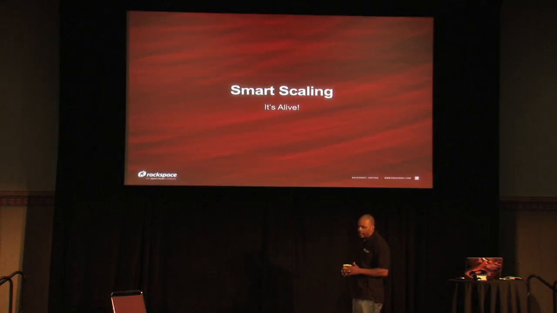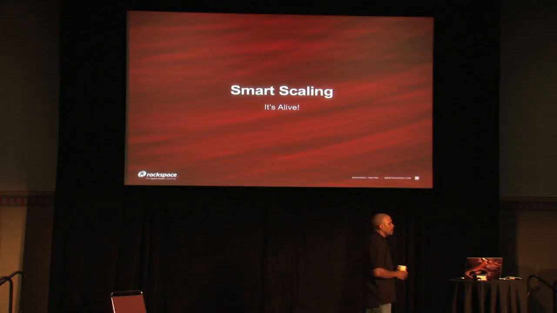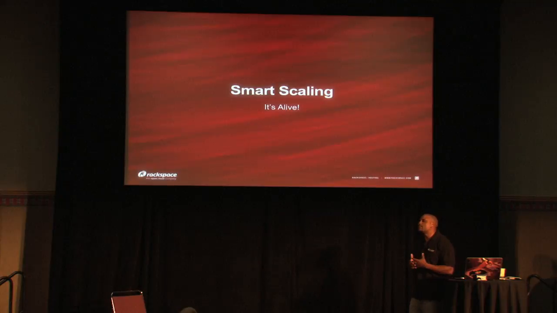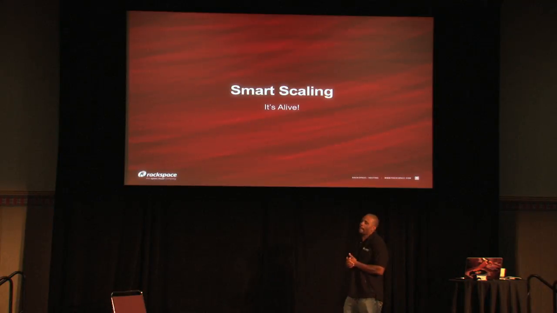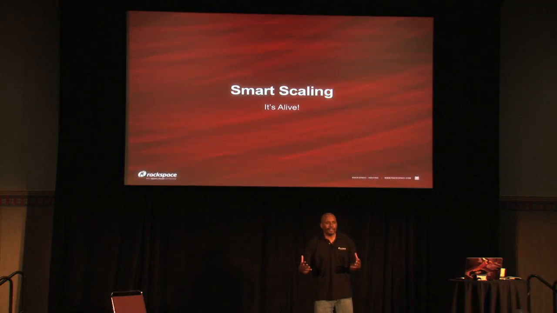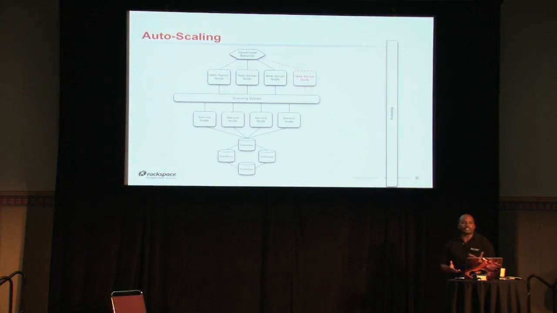Okay, couple things. Once you have all this stuff in place, once I'm prepared for horizontal scaling, once I componentize my application, once I try to make it as stateless as possible, once I get my persistent storage figured out, that allows me to do some really cool smart scaling. In essence, my application becomes alive. It becomes infrastructure aware. It knows about the infrastructure that it's running on. So I can do some interesting things, such as auto-scaling, okay?